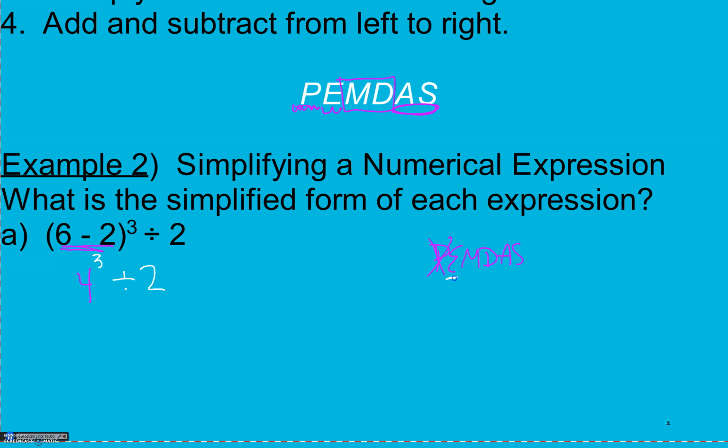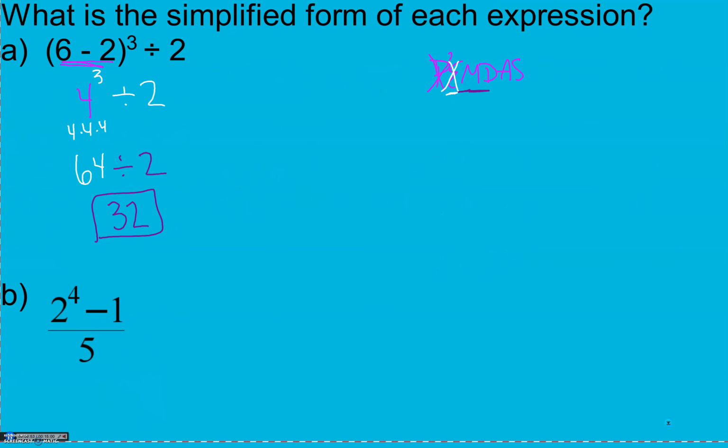Now we do any exponents if we have any. I do. 4 cubed, so 4 times 4 times 4. 4 times 4 is 16, times 4 gives me 64. Exponents are done. And we bring down the rest of our problem exactly as it's written. All I have left is one thing here, division, so I can go ahead and divide 32. And that's part of my multiply and divide step. So 32 is what we get when we simplify there.